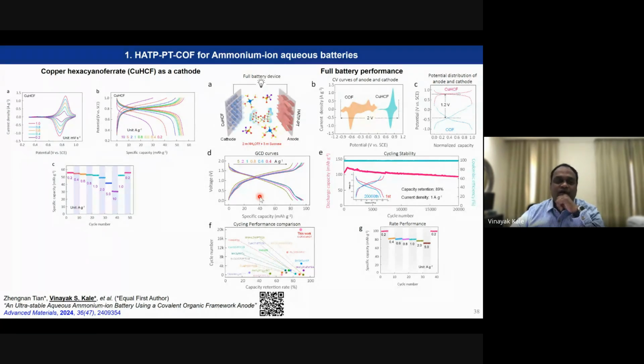So now coming back to the device or the electrochemical characterization, as you see the COF performance is in the negative range as compared to the saturated calomel electrode. So COF is used as a negative electrode, that is the anode. On the other hand, we want to use a different material as the other electrode, the cathode. For example, we chose copper hexacyanoferrate as a cathode, which perfectly matches with this COF window.